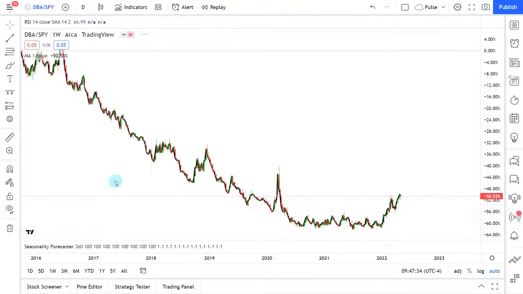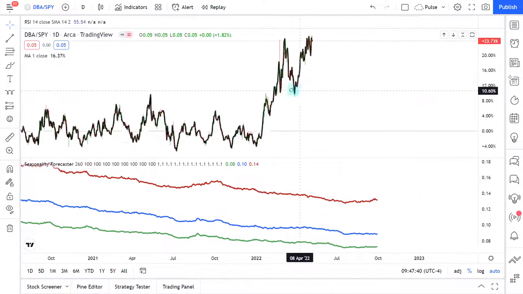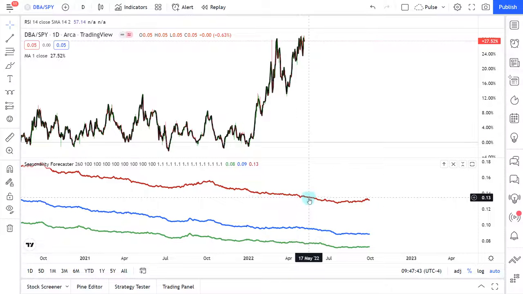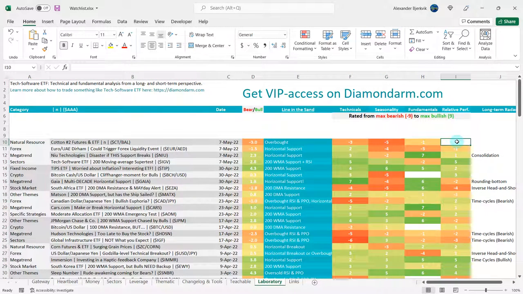So let's go here and look at the seasonality. So when we do look at the seasonality data, we usually see that agriculture underperforms the S&P 500 leading into 20-ish July. All things considered, I do think I will give this -3 on relative performance. So we do end up with a score of -3. The data is more supportive of bearish trades than bullish. The key line in the sand is that we are overbought.